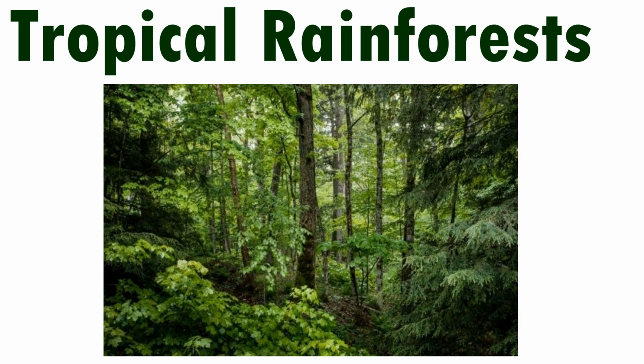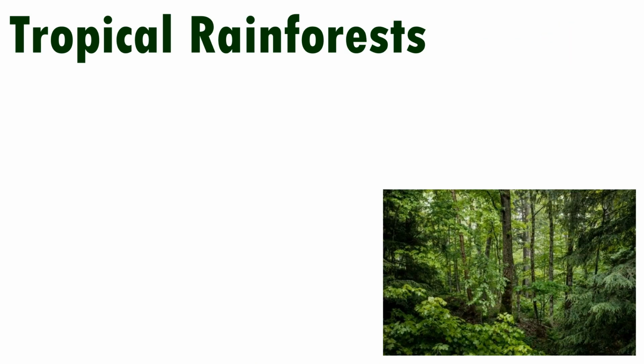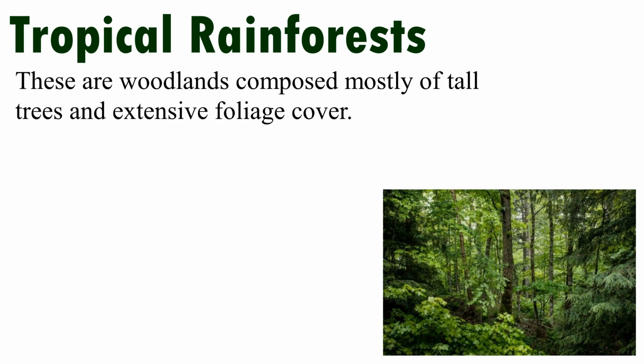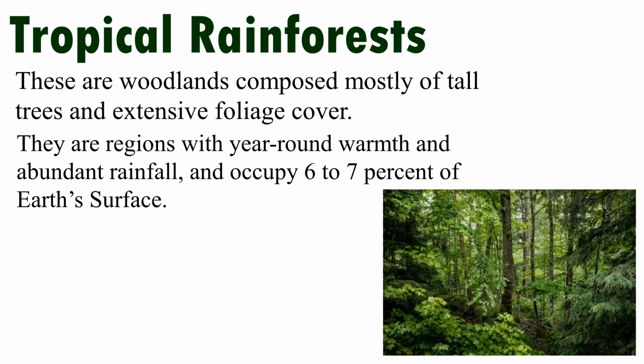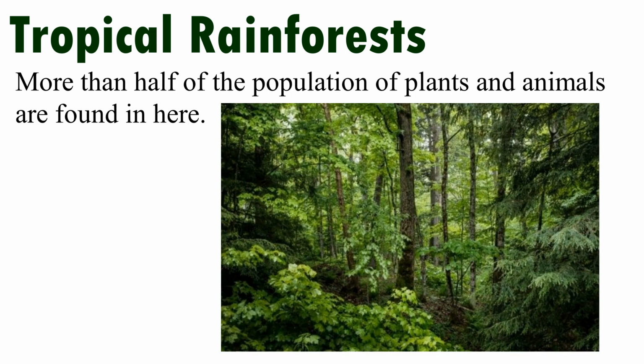Tropical rainforests. These are woodlands composed mostly of tall trees and extensive foliage cover. They are regions with year-round warmth and abundant rainfall and occupy 6 to 7% of Earth's surface. More than half of the population of plants and animals are found in here.